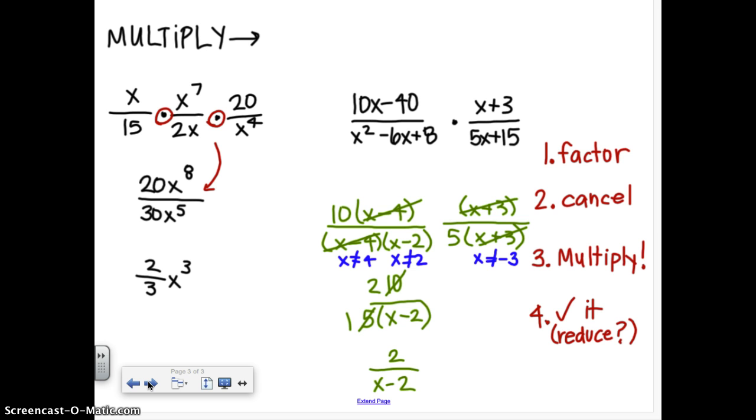These 4 steps, factor, cancel, multiply, check, are going to be important to you, and especially important as you get into division too. So let's take a look at some division. I'm just trying to load you up with tons of examples so you've seen options.